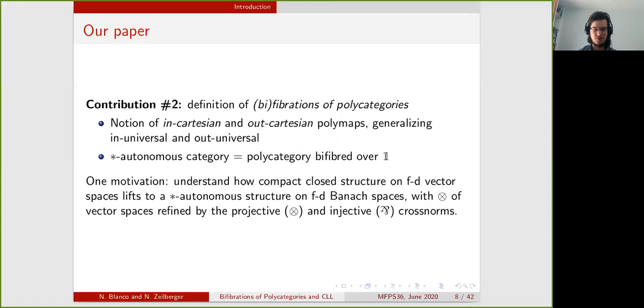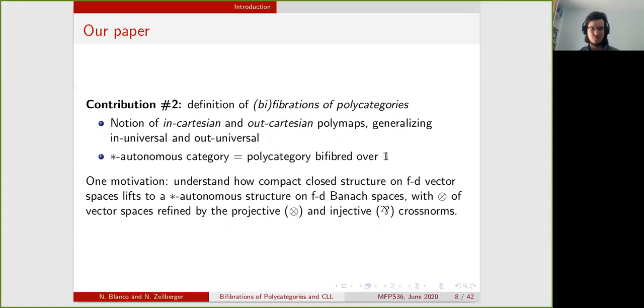And so one of the first motivations to study that was to study the structure of the star-autonomous structure on the category of finite dimensional Banach spaces and contractive maps. Something that is really interesting about this category is that it comes from the category of vector spaces, so it has a forgetful functor in it. And it is also star-autonomous, but it's not compact closed, contrarily to the category of finite dimensional vector spaces.